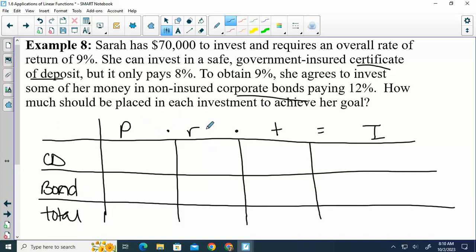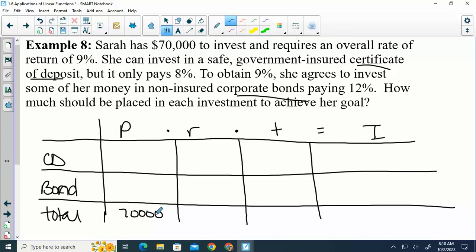Now we start trying to figure out where we put information here. So Sarah has $70,000. Where would that go? The CD, the bond, or the total? Total. It's what she has to start with. So principal is like your beginning amount of money. So altogether, she has $70,000 to begin with.